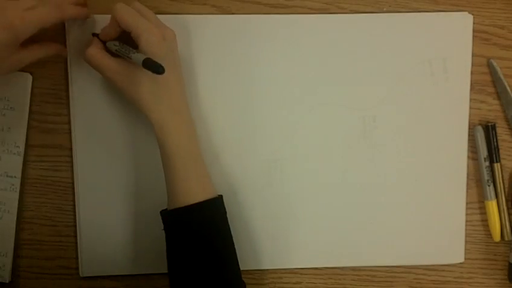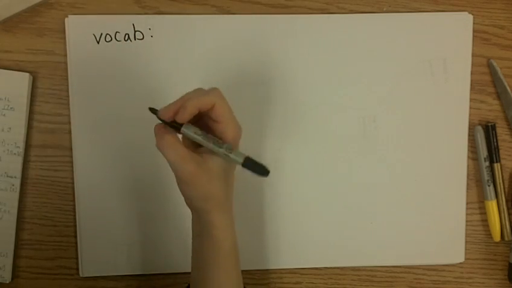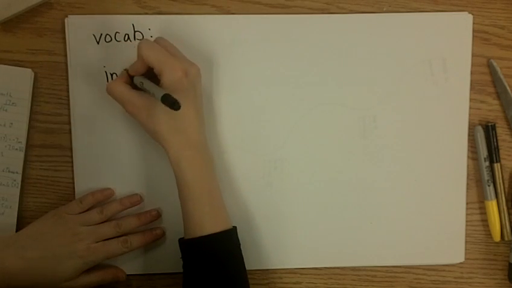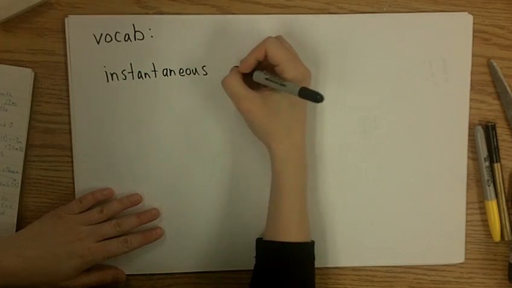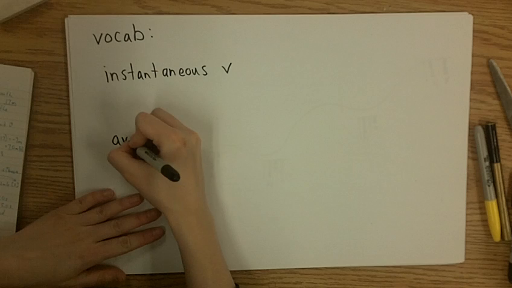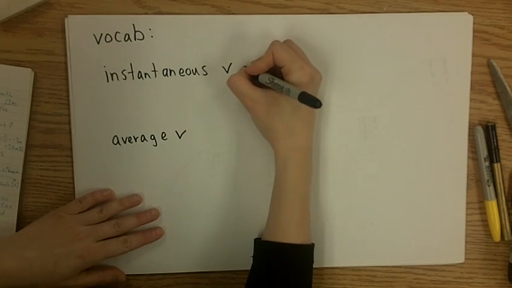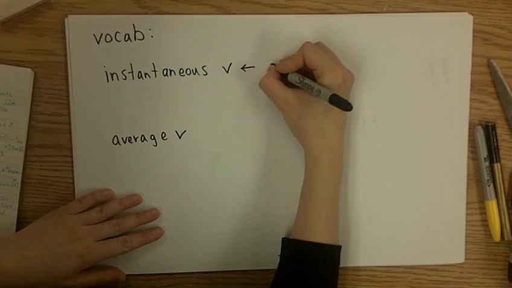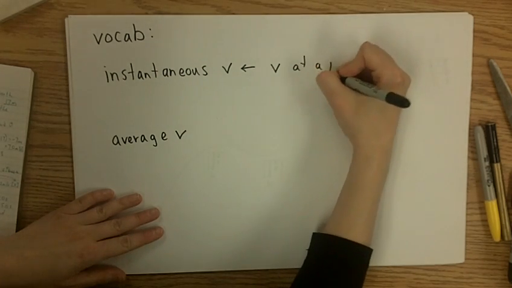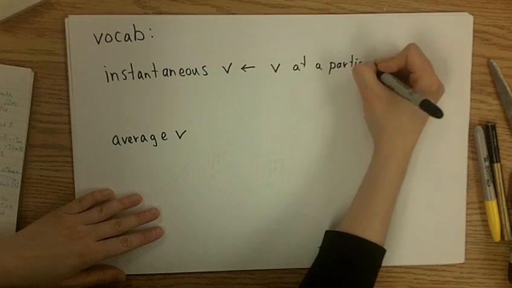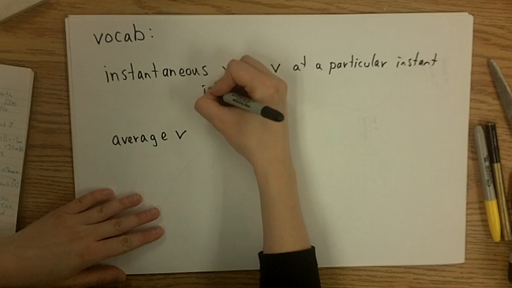Here's some vocab that you need to understand for speed and velocity. There's a difference between instantaneous v and average v. Instantaneous v is the v, which is speed or velocity, at a particular instant in time.